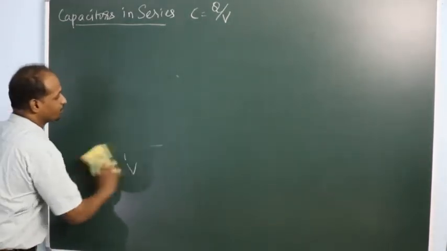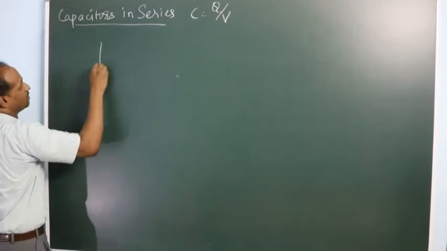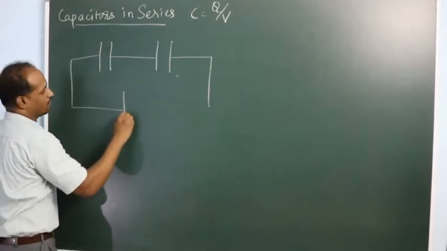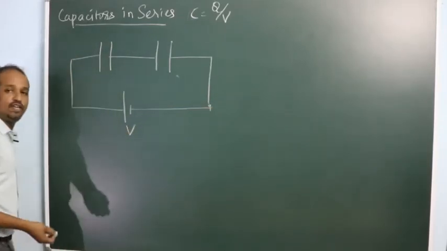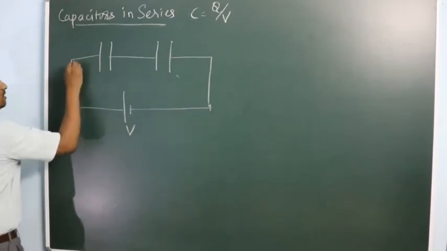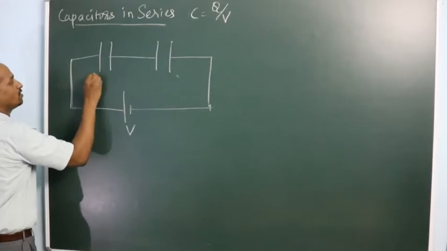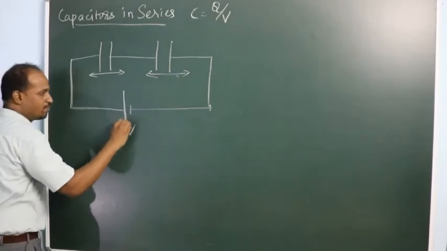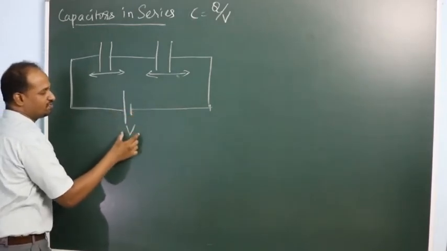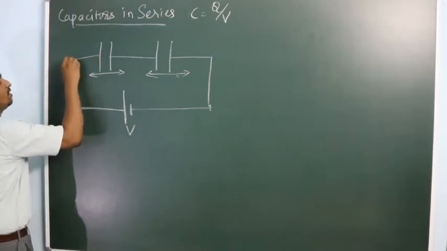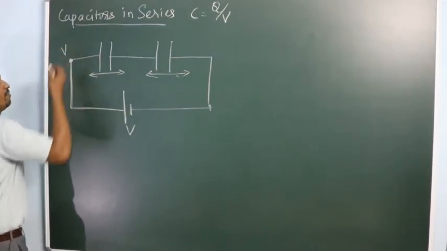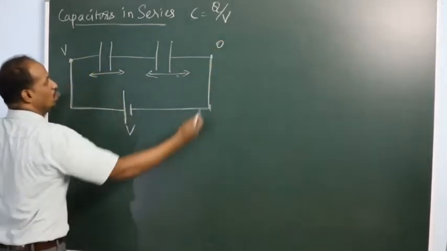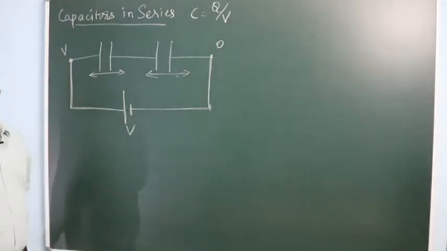Now, if you connect two capacitors in series and connect a battery of potential difference V, then this is a wire, so there is no potential drop. Across this capacitor there will be a potential drop, and across this capacitor there will be a potential drop. This is the positive terminal, this is the negative terminal. The potential drop across the pair is V. This point is connected to the positive terminal, so it will be at potential V. This point is connected to the negative terminal, so it will be at potential 0. The total potential drop across both capacitors will be V.